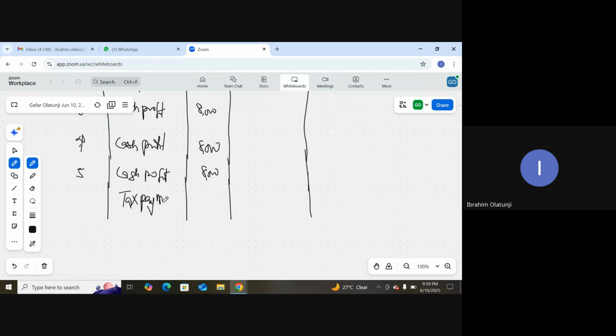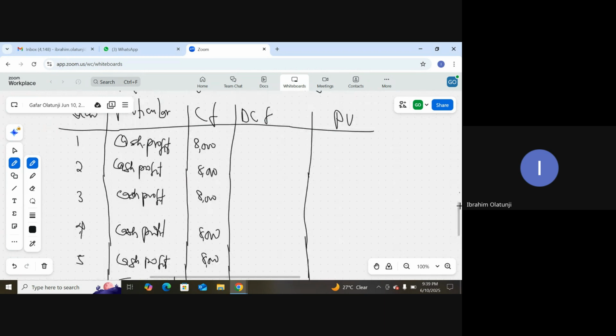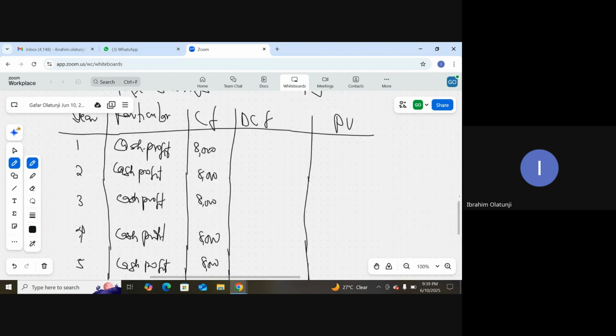Let me now explain something to you. You calculate the tax on 8,000. What is the percentage of tax given to us? If you look at the question, they are giving us the percentage of tax to be 35%. So what is 35% of 8,000? It is 2,800.